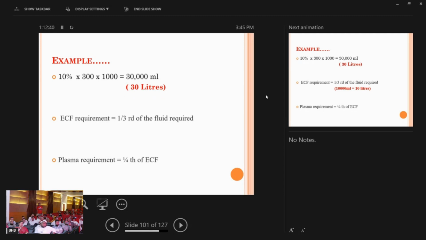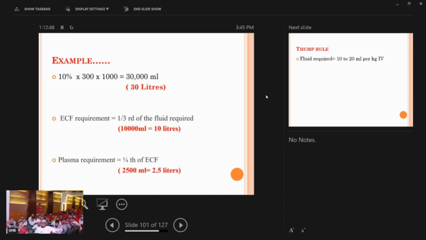So the ECF requirement is 1/3, that is 10 liters. The plasma requirement is 2.5. Do you know why we give the required amount as 3 liters and so on? We give 3 to 5 liters because we are correcting the plasma requirement, so that the system will correct it slowly, or we give it in the evening.